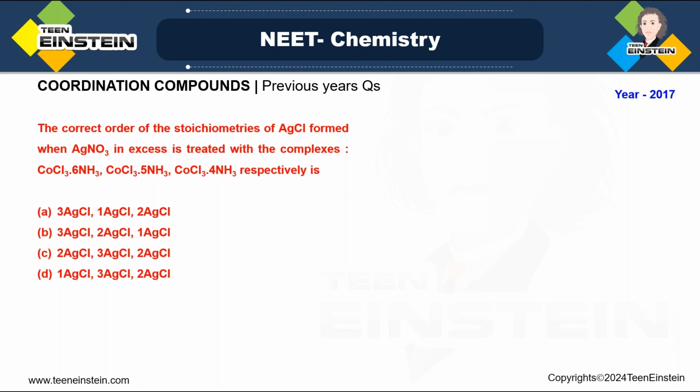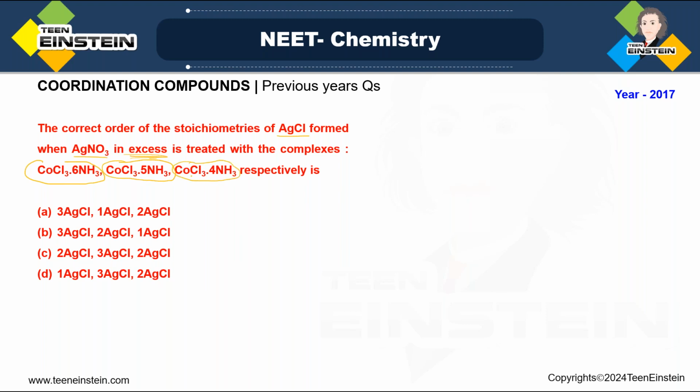The correct order of stoichiometries of silver chloride formed when silver nitrate in excess. It is not that some mole numbers are given. In excess, it is treated with these complexes. How many complexes do we have? This is the first complex. This is the second complex. This is the third complex.